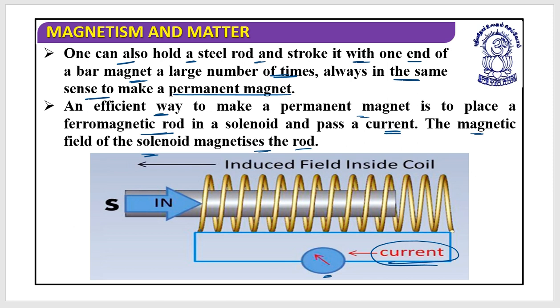If current is flowing, we studied that the magnetic field inside the solenoid will be mu naught n i. So if I insert a steel rod into this solenoid, then this magnetic field mu naught n i will magnetize this iron rod or steel rod, and it will make a permanent magnet.